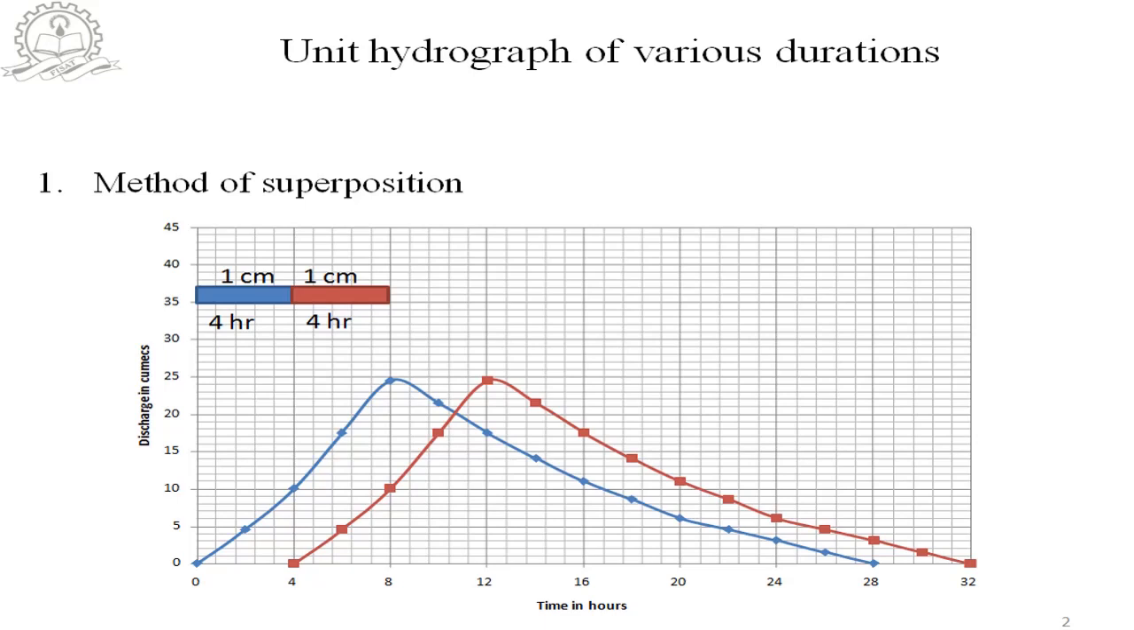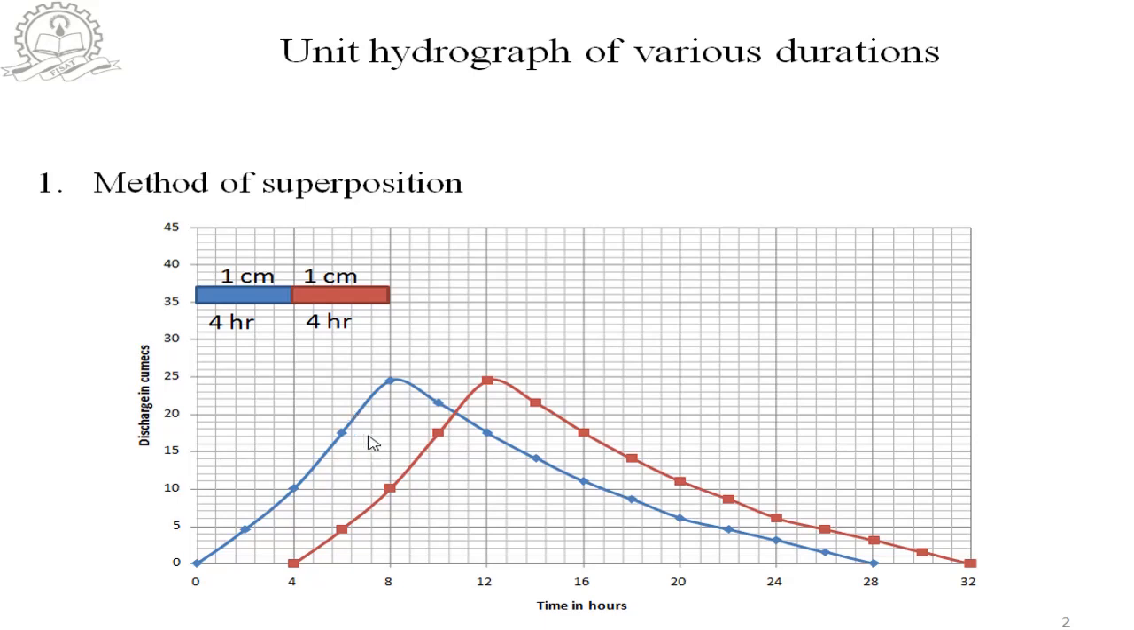Consider I want to convert a unit hydrograph of 4-hour duration into 8-hour duration, or 12-hour duration, or 16-hour duration. That is an integer multiple. Then I can use the method of superposition.